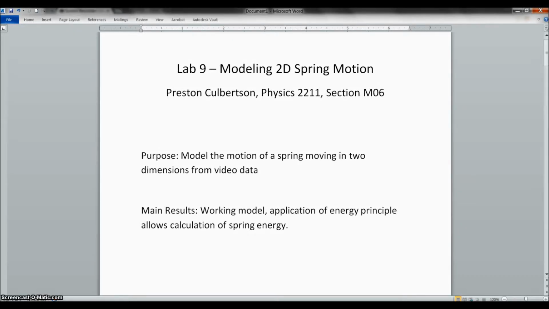I'm here this week with Lab 9, which is modeling 2D spring motion. The purpose of this lab is to model the motion of a spring moving in 2 dimensions from given video data. My main results were 1, a working model of the system, and 2, I applied the energy principle to calculate the spring energy as well as the total change in energy of the system.